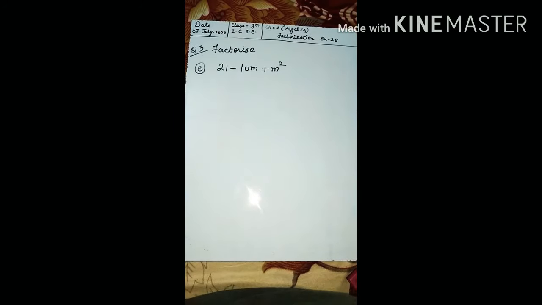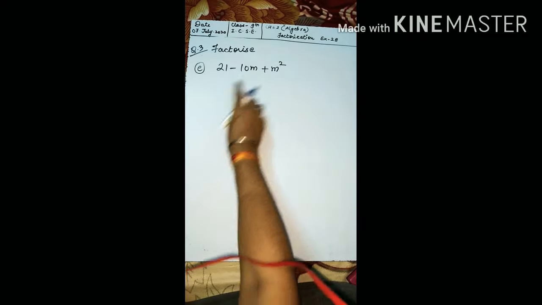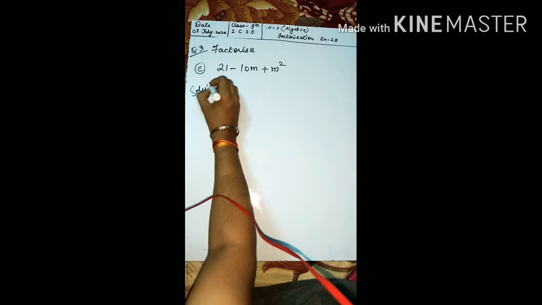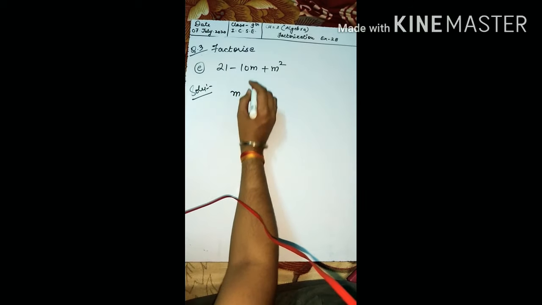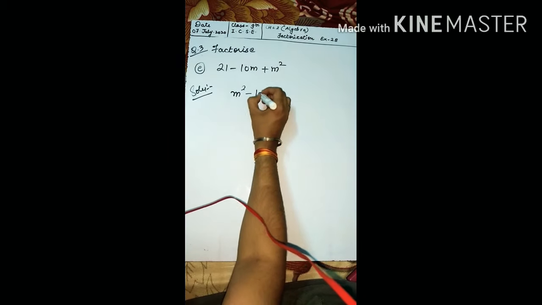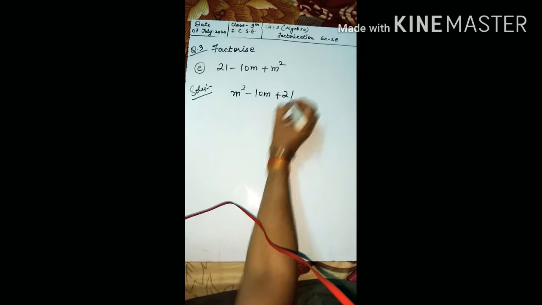Okay, let us do E1. This is not arranged. We need to arrange it in the proper form. That means m square term will come first, then m term, and then the constant. Okay, so let us arrange it. So please write here on arranging it, m square minus 10m plus 21.